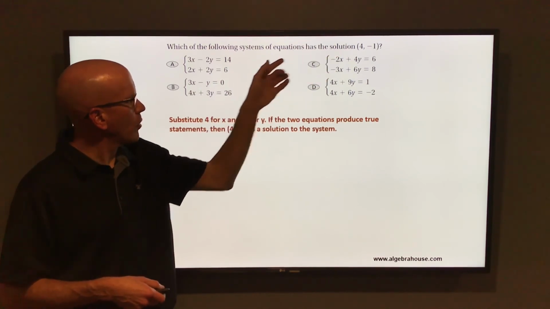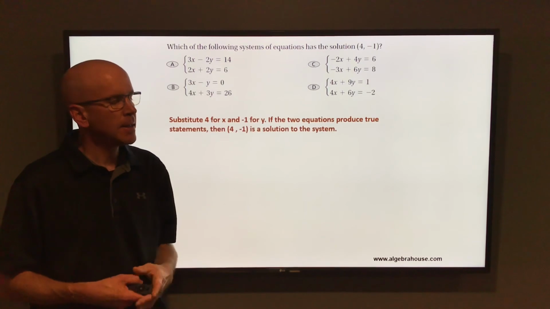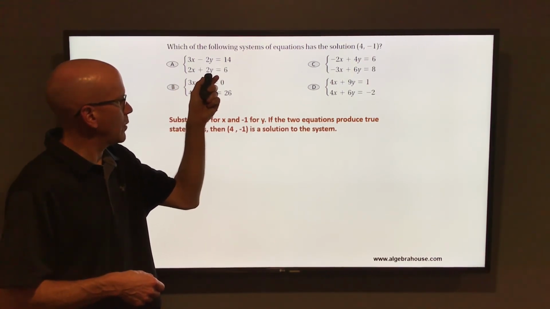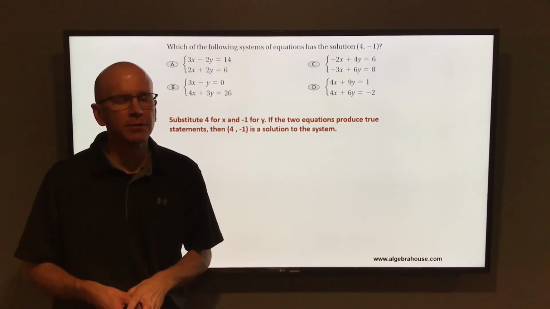And then take 4, put that in for x, -1 in for y into the second equation, and see what happens there. So 4 in for x, that would be 8. -1 in for y, that would be -2. 8 minus 2 is 6. It makes a true statement in the second equation.